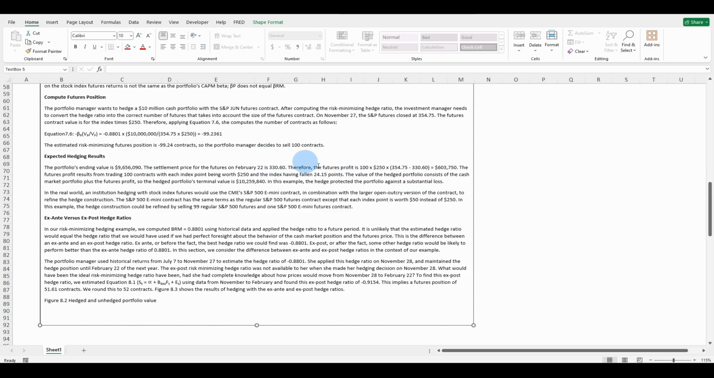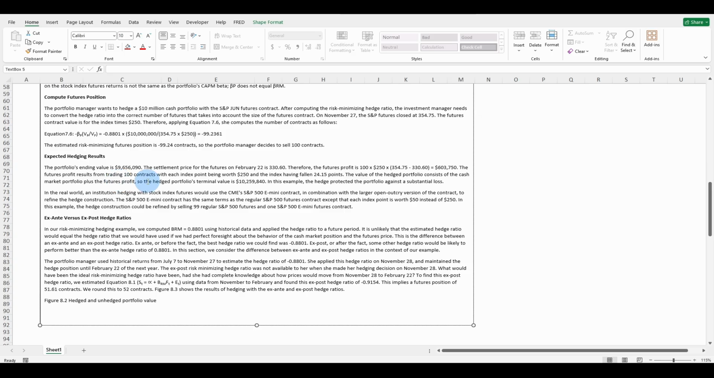That's the number of contracts times the contract value, 250, times 354.75 minus 330 equals 603,750. The futures profit results from trading 100 contracts with each index point being worth 250 and the index having fallen 24.15 points. The value of the hedge portfolio consists of the cash market portfolio plus the futures profit.